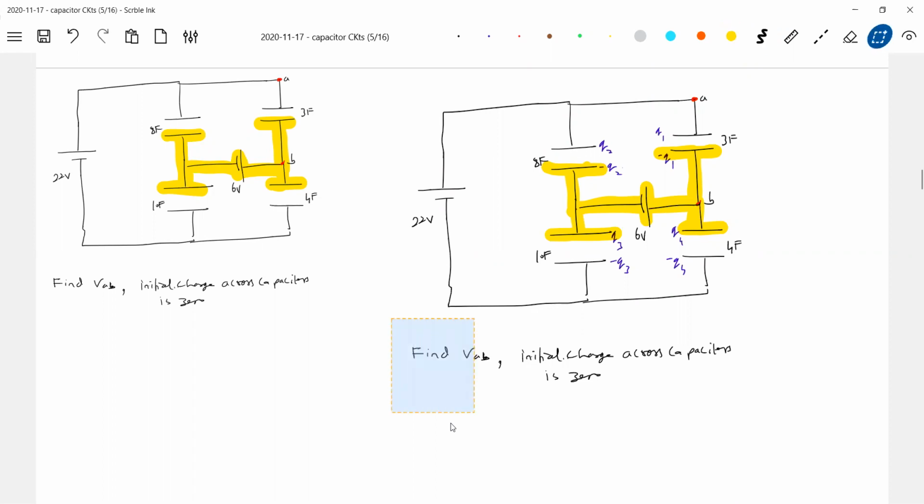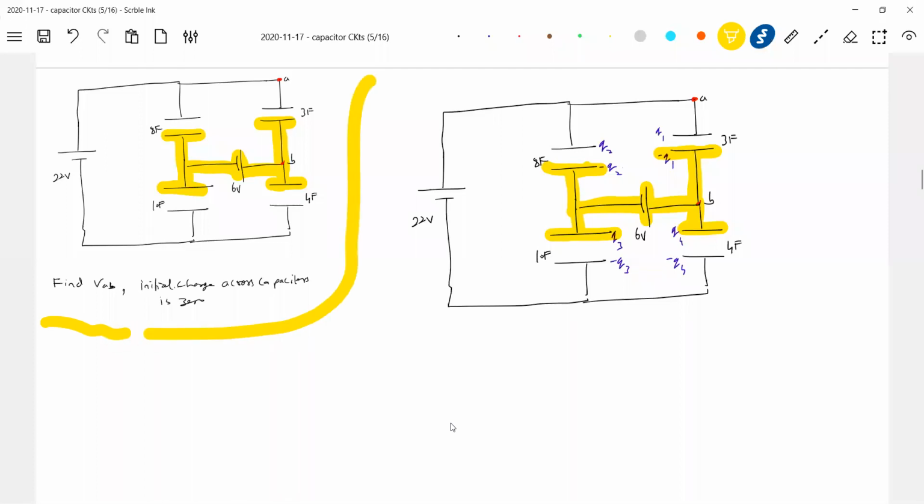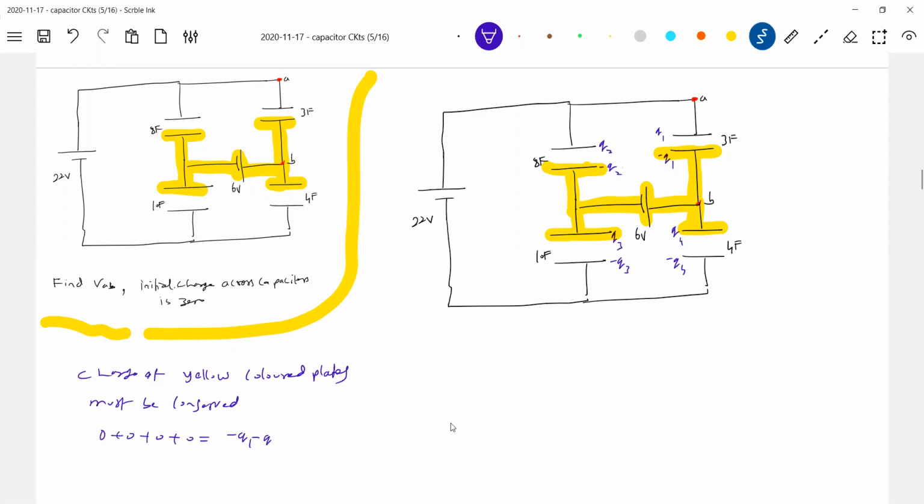Okay, I'll take out this one. The charge of the yellow color plates must be conserved. What was the earlier charge? 0 plus 0 plus 0 plus 0 equals minus Q1 minus Q2 minus Q3 minus Q4. So therefore Q1 plus Q2 plus Q3 plus Q4 equals 0.